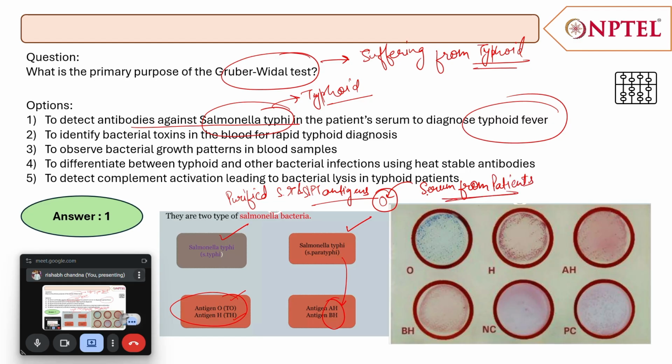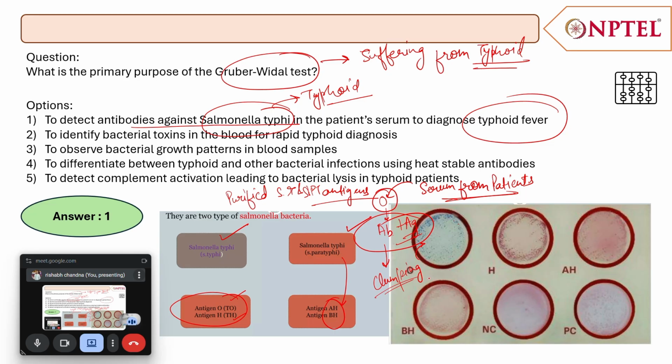Okay, so now when we add serum from these patients, if the antibody is present in the serum, then it would bind with the antigen of the Salmonella typhi. This antigen-antibody reaction will cause clumping. So this clumping will appear like this.